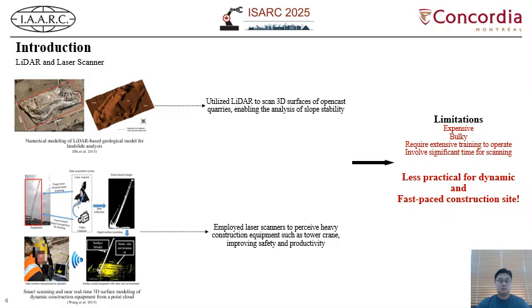There are some examples of how these technologies have been applied. First, Hugh et al. utilized LiDAR to scan 3D surfaces of open cast quarries, enabling detailed slope stability analysis through geological modeling. Second, Wang et al. employed laser scanners to track and model heavy construction equipment such as tower cranes in near real time.